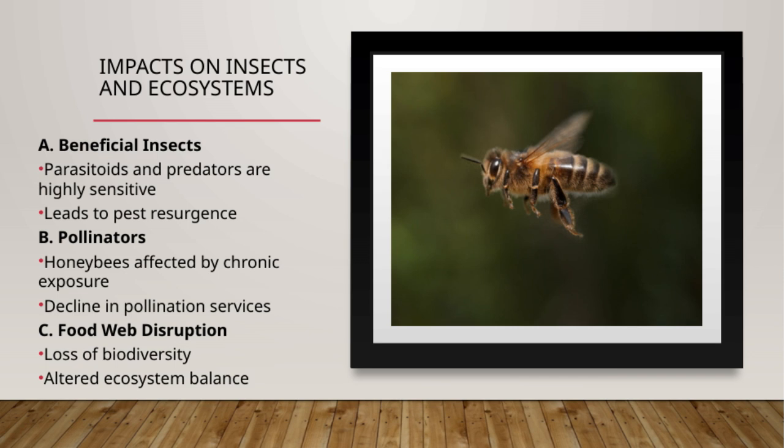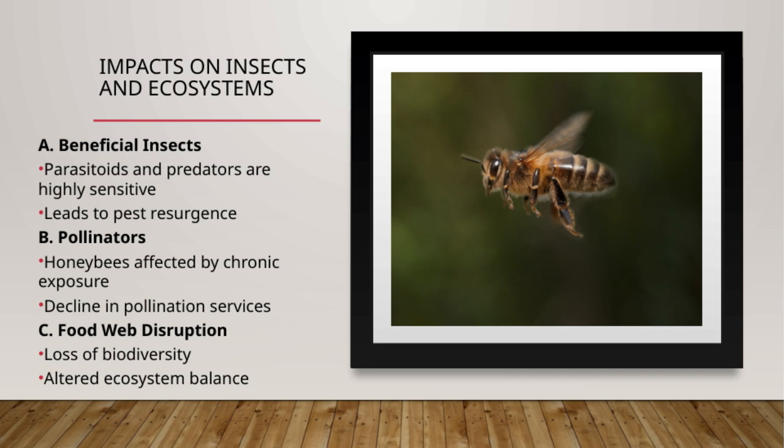Moving on to pollinators, such as honeybees, they are vital for pollinating many crops and wild plants. Unfortunately, chronic exposure to harmful substances, like certain pesticides, can impact honeybees over time. This ongoing stress contributes to a decline in pollination services, which can have serious repercussions for food production and biodiversity.